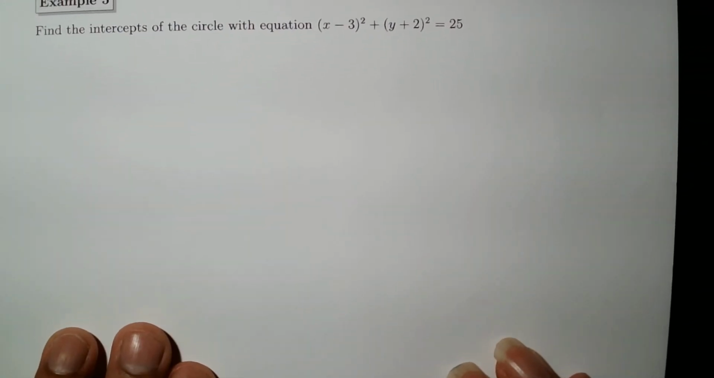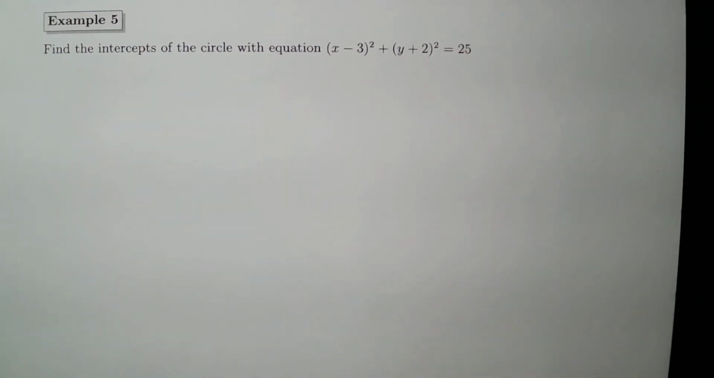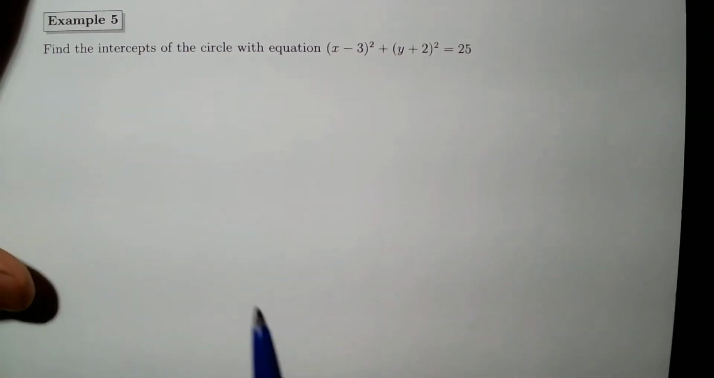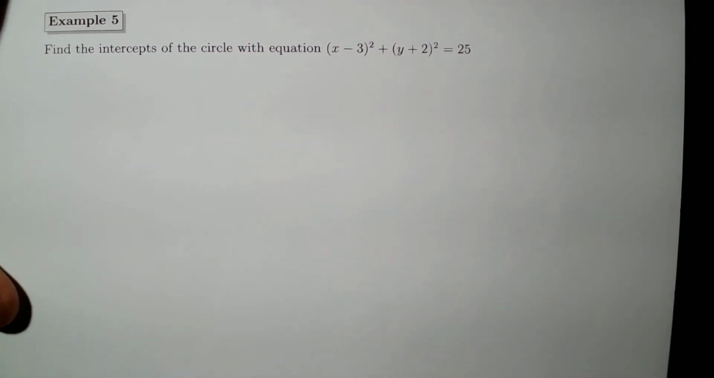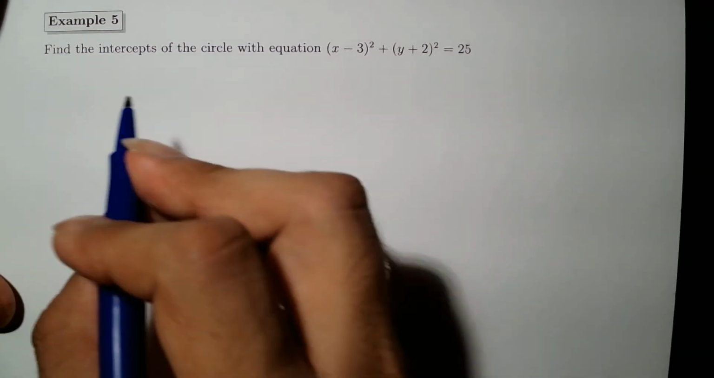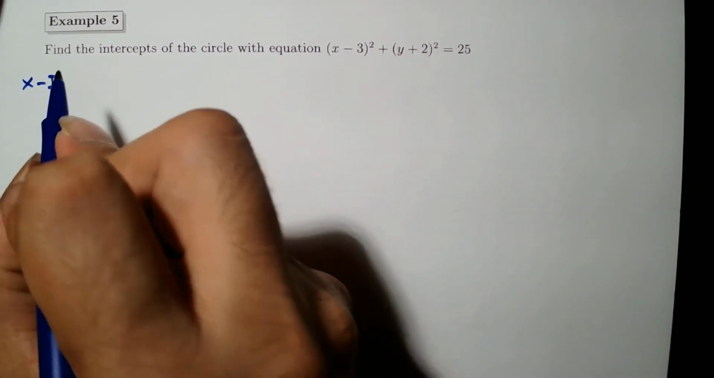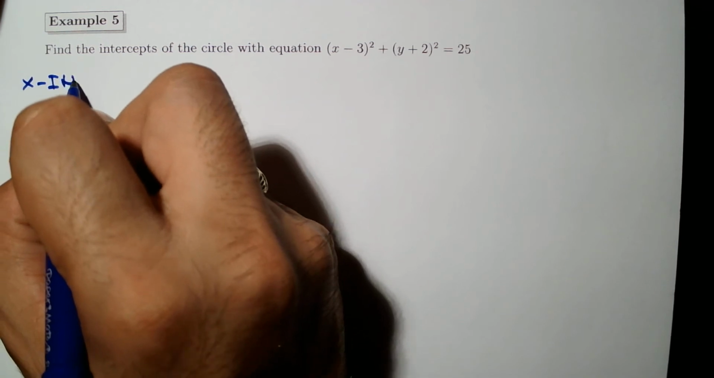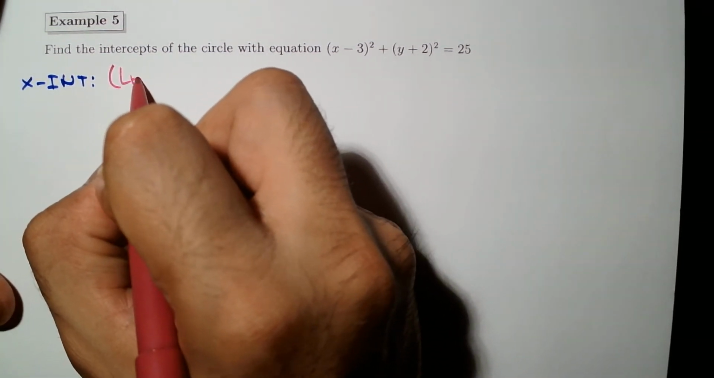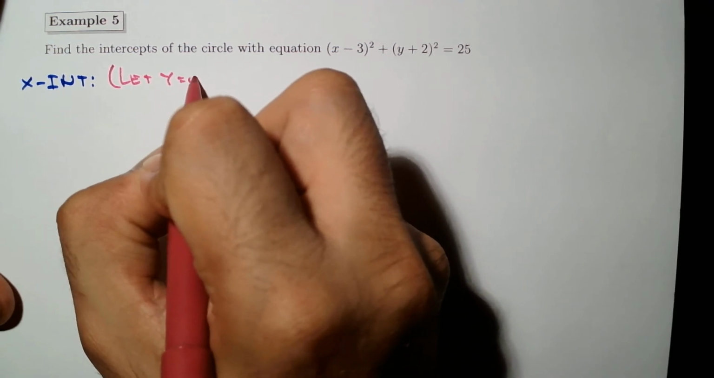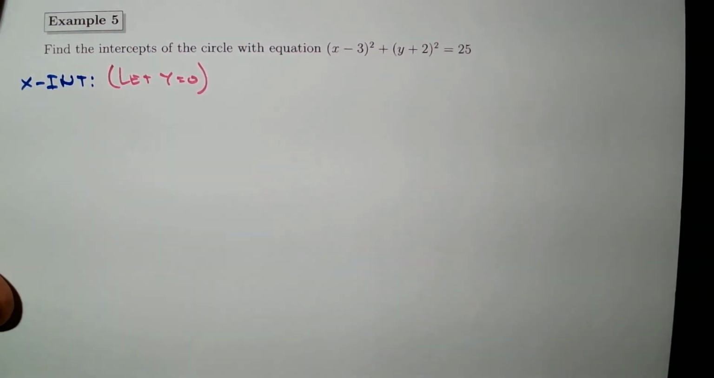Another very classical problem, finding the intercept of the circle. So find the intercept of the circle with equation. Well, this is the equation. What are we going to need here? We're going to need solving quadratic equations twice. Alright, how do we get the x-intercepts? From 2 sections ago, we let y equals 0 and solve for x.